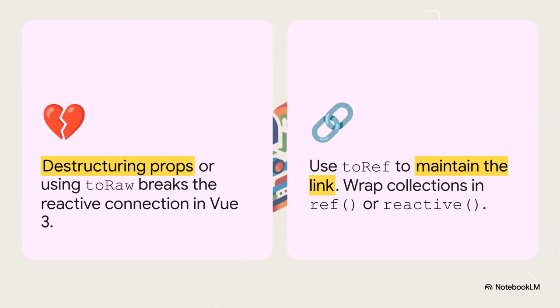Now you might be thinking, what about Vue 3? Well, it's way smarter with its proxy-based system for sure, but there are still some new gotchas. The biggest one? Destructuring props. It feels so natural, but if you do it like you see on the left, you completely lose reactivity. You have to use toRef to keep that connection alive. And a couple of other things. toRaw is a one-way street out of reactivity, and you can't just push reactive objects into a plain old JavaScript array. The safe bet? Always wrap your collections in ref or reactive.